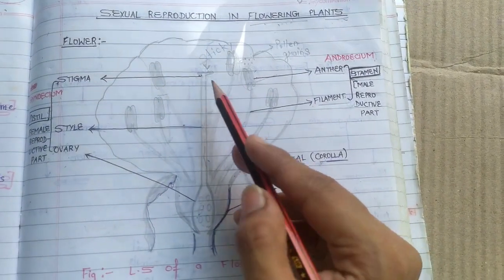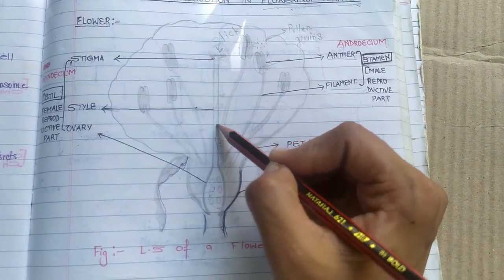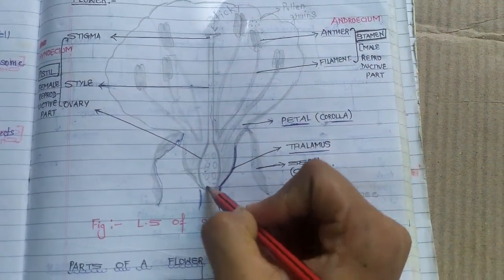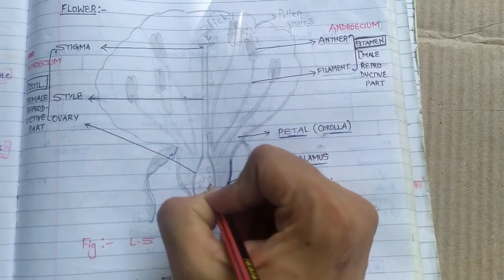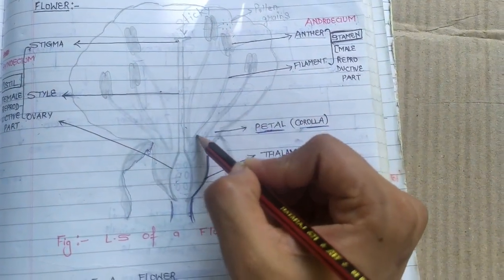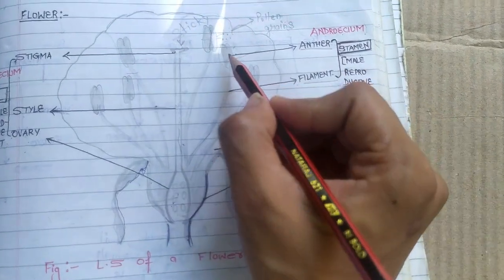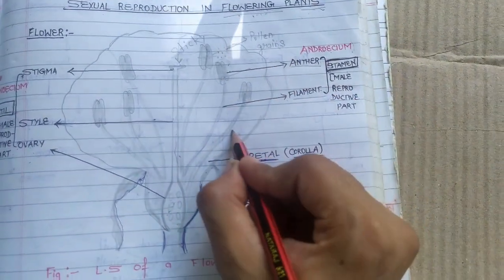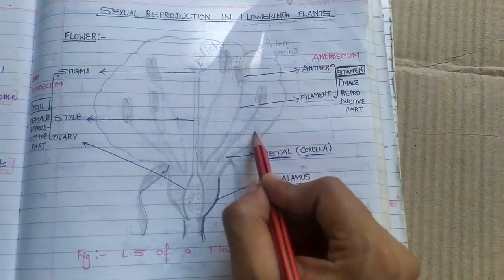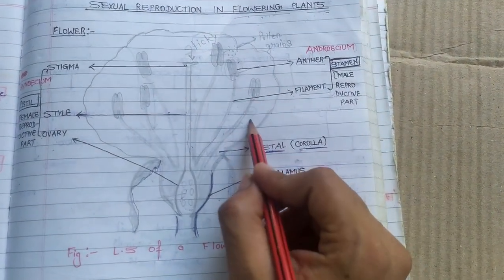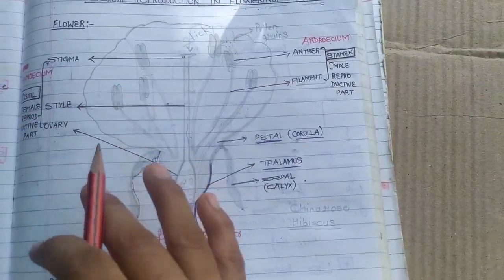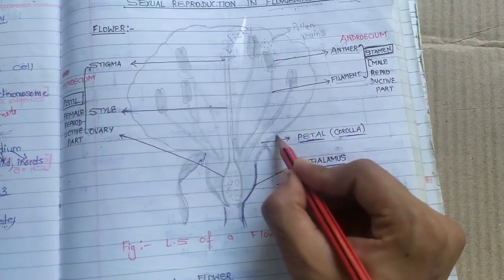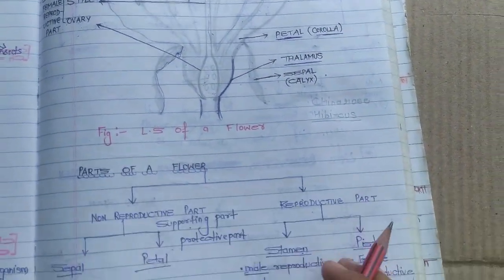In the diagram, you see in the center a long tube-like structure which is swollen at the base, right? It is the female reproductive part. And this long tube-like structure which contains a bilobed structure at the top is the male reproductive part. They both are very important for sexual reproduction. Except these, there are many other parts in the flower which play different roles. So let's start with the parts.